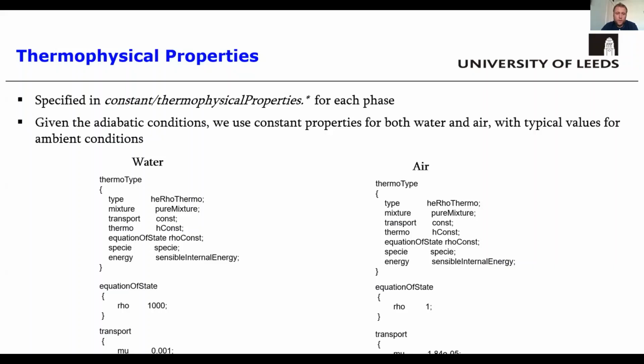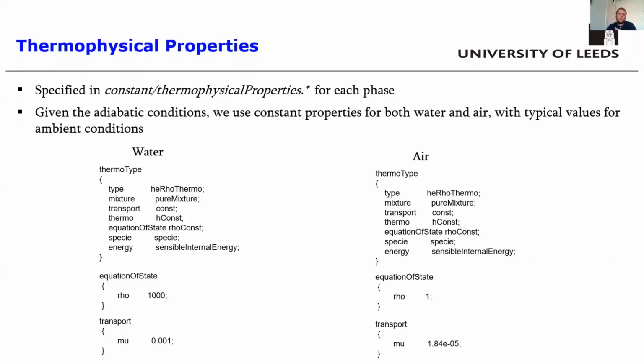There's not really a lot to say. It's a case with adiabatic conditions, so we use constant properties for both air and water, and we use typical values that are valid for ambient conditions. So you see there that we have a constant density considered for both phases, and that is acceptable for this case.